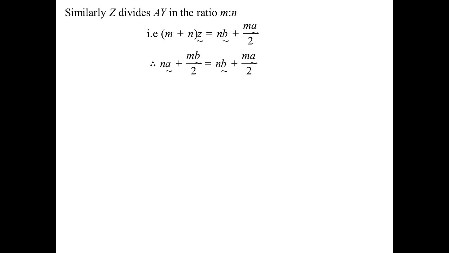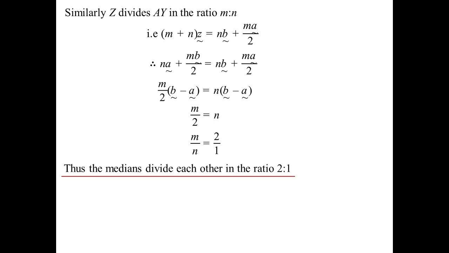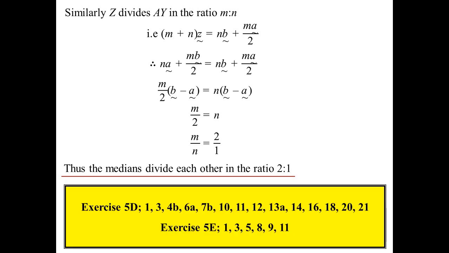Remember, we're trying to find the ratio M to N. So if I group the M's together, I'll get M on 2, B minus A. Group the N's together, I'll get N outside of B minus A. Well, I can divide both sides by the vector B minus A. And we get M on 2 equals N, so M on N is 2 to 1. And that's the ratio we were trying to prove. All right, so we'll look at exercise 5D and 5E using vectors to solve some traditional problems.